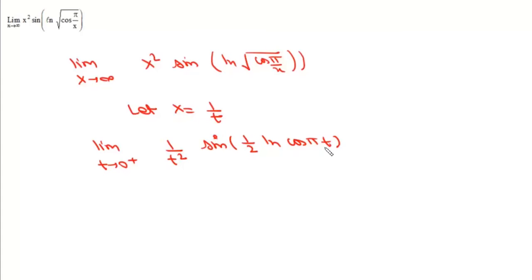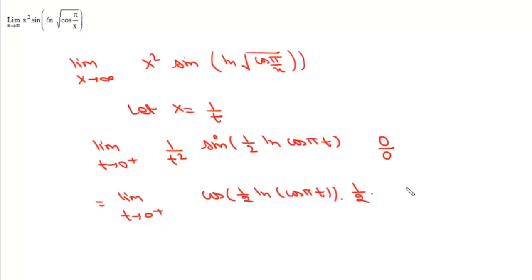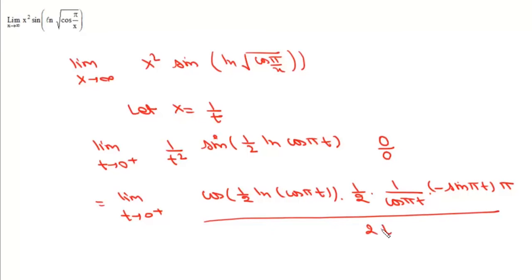Now if we put t as 0, cos 0 is 1, log 1 is 0, so it will be sine 0, which is 0 by 0 form. Now we use L'Hopital's rule, so we can write the limit as t tends to 0 positive. Now this is cos of 1 by 2 log cos pi t into 1 by 2, and then 1 upon cos pi t, and then minus sin pi t into pi divided by 2t.